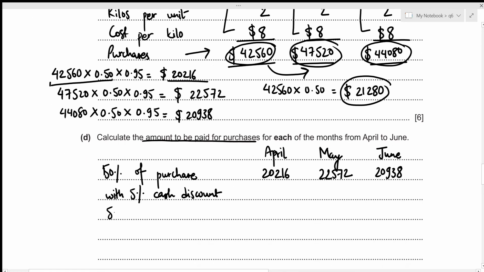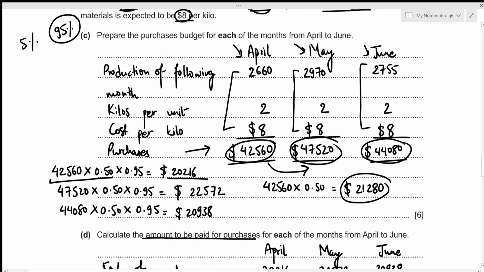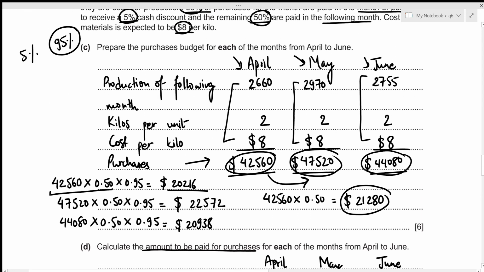That is 50% of last month's purchase. So for May, we figured it out to be 21,280. Now, for the 50% of purchases made in May, it will be paid in the month of June. Let's figure it out. That's 47,520 times 0.50, which results in the value of 23,760. Let's record this.